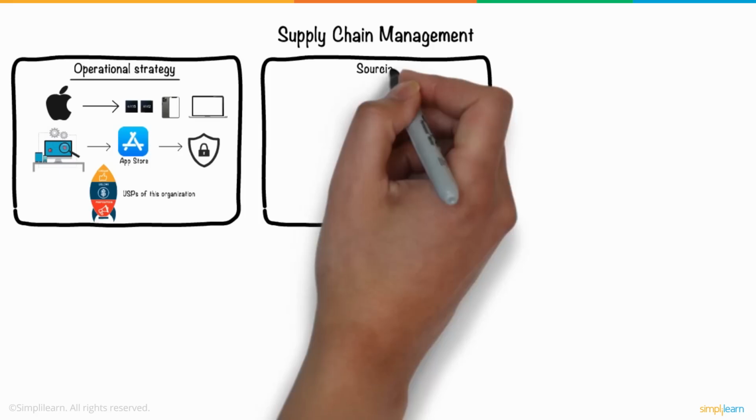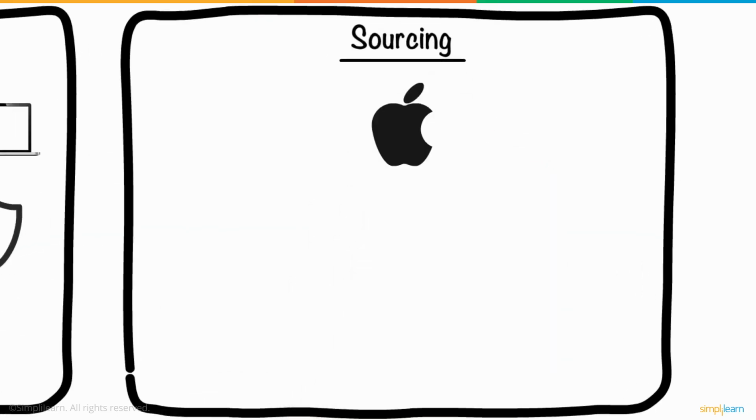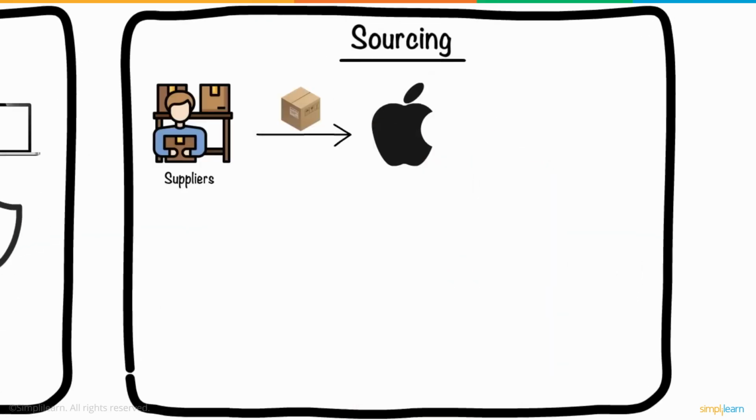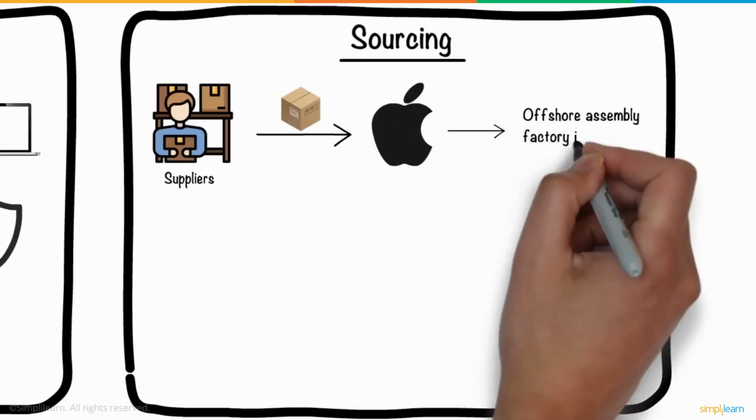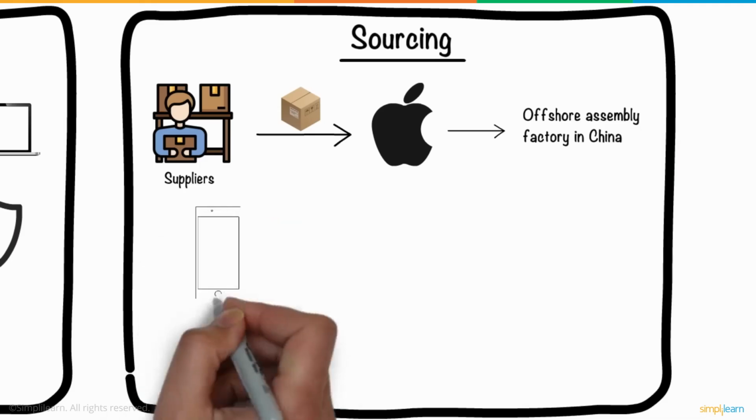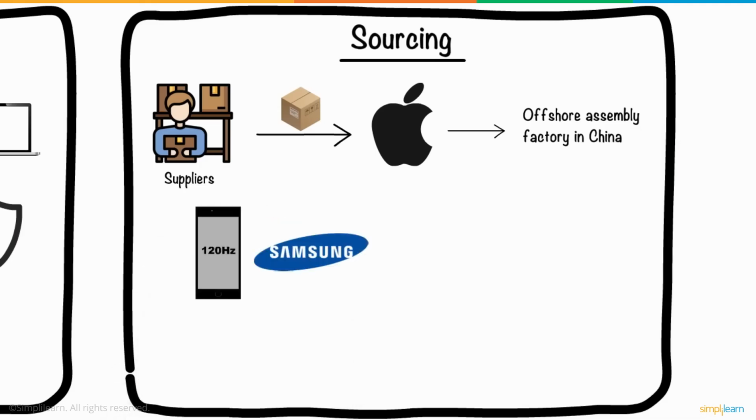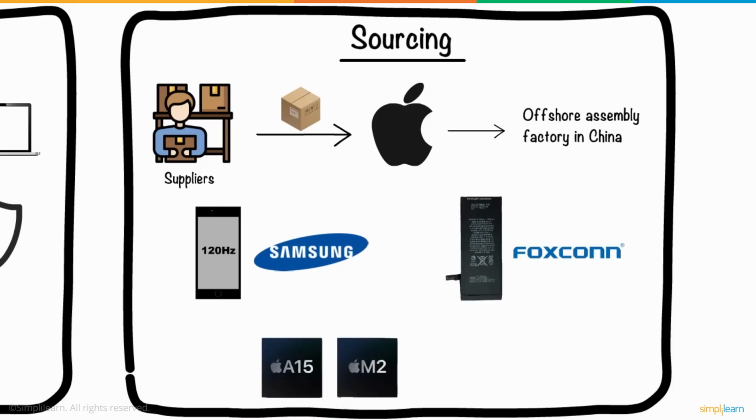The next stage is sourcing. In this stage, Apple acquires equipment and materials from suppliers and then ships them to the offshore assembly factory in China. The 120Hz screens are exported from Samsung's Asan plant. Foxconn ships batteries, and the processing chips are manufactured and exported by TSMC.